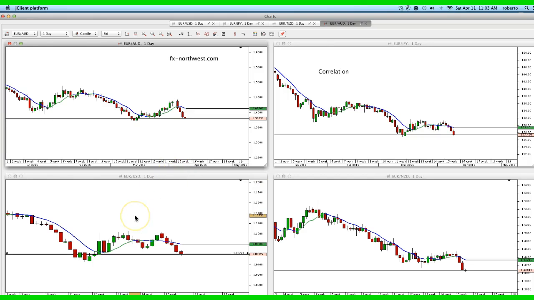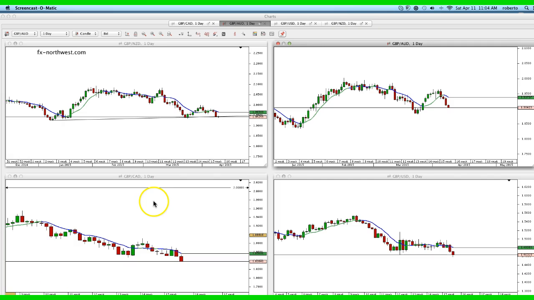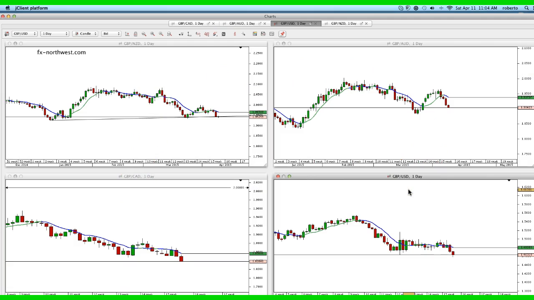For example, let's look at pound dollar. Here's the pound dollar, and the same thing applies. Notice we're looking at pound Canadian, pound New Zealand, pound Aussie, and pound USD. The upcoming elections in the UK are causing the pound dollar to sell off, because there's uncertainty. Whenever there's an economic or political uncertainty in a country, usually that currency weakens, and it has been.